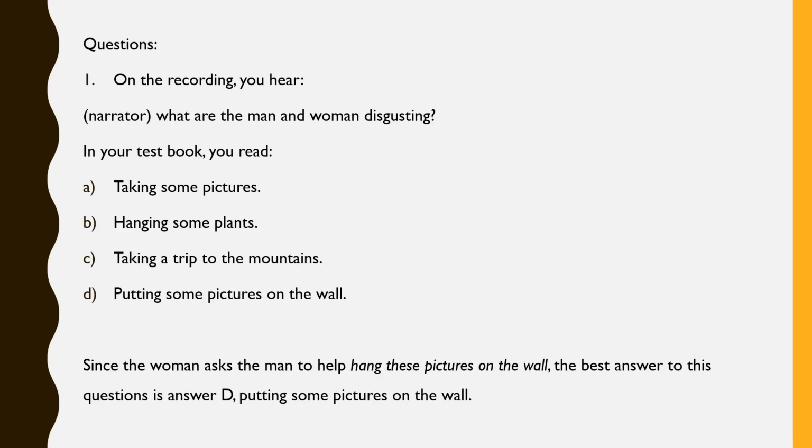Question number 1. On the recording you hear the narrator say, "What are the man and woman discussing?" In your textbook you read four answers. Letter A, taking some pictures. Letter B, hanging some plants. Letter C, taking a trip to the mountains. Letter D, putting some pictures on the wall. Since the woman asked the man to help hang the pictures on the wall, the best answer to the question is answer D, putting some pictures on the wall.